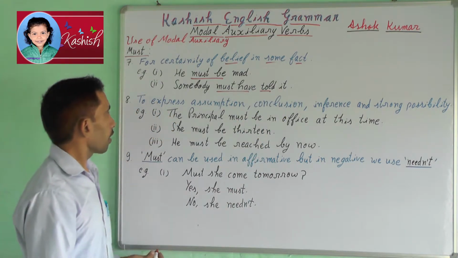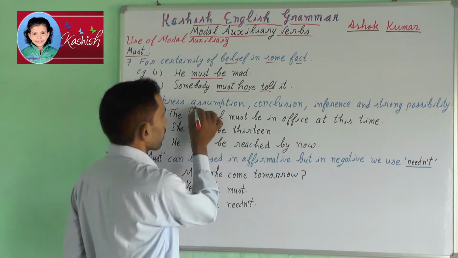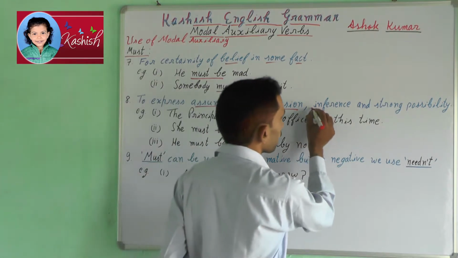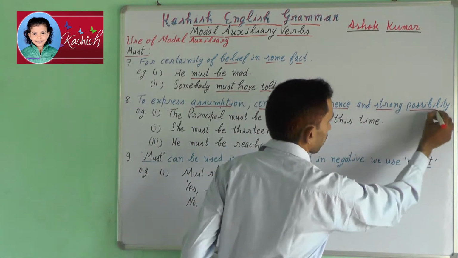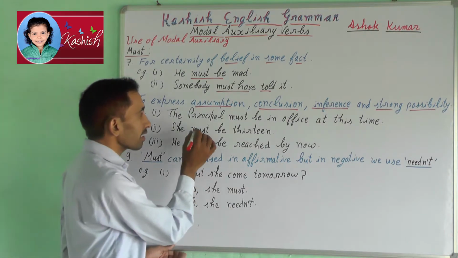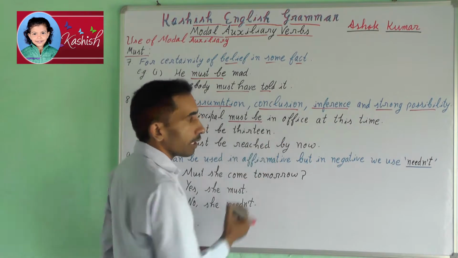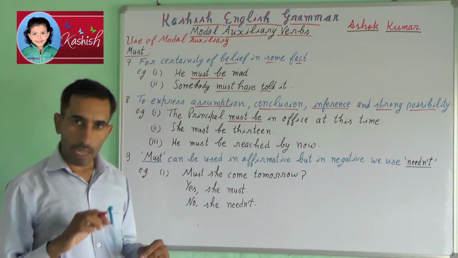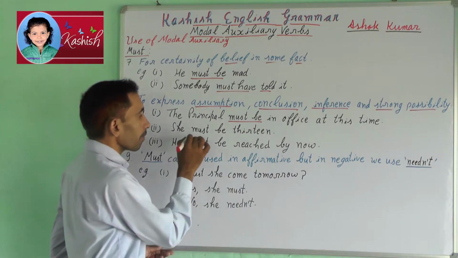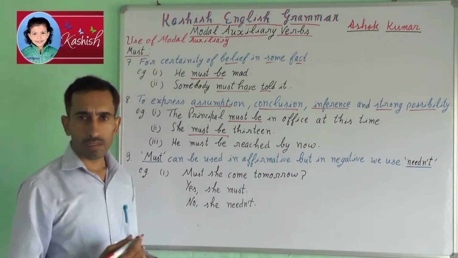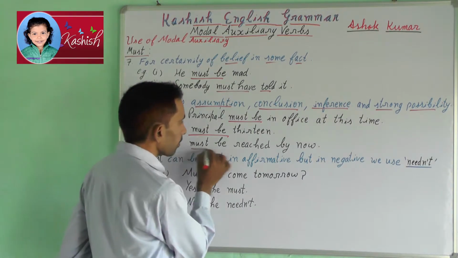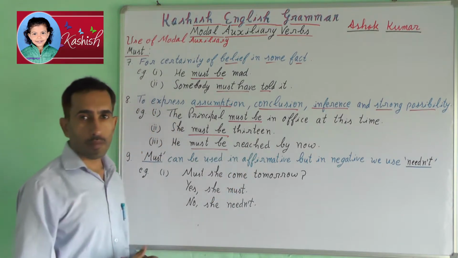Eighth, to express assumption, conclusion, inference, and strong possibility. For example, the principal must be in office at this time. Next, she must be 13. Next, he must have reached by now.